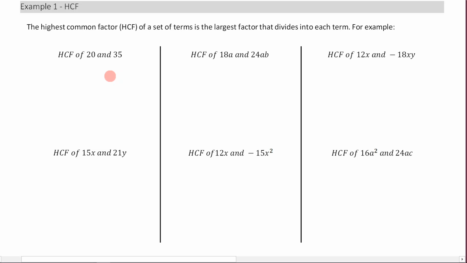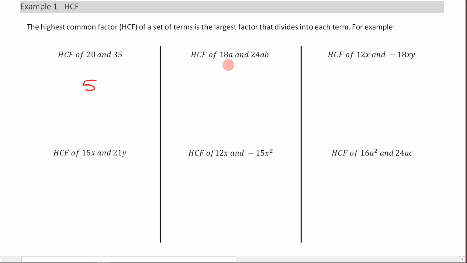All right. So if I have the highest common factor of 20 and 35, what is that going to be? And I might just switch to a red pen. The highest common factor of 20 and 35, it's clearly going to be 5. Let's move on to the next one.